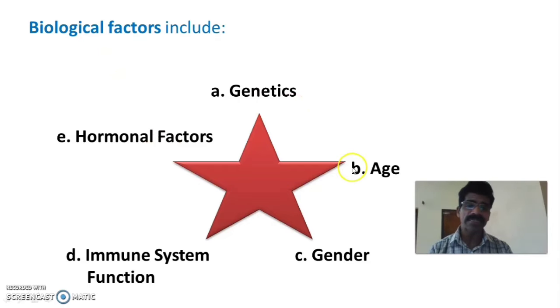They are genetics or genetical factor, age-related factor, gender or sex-related factor, immune system functions, our immunity or resistance power of the person and its normal function, and hormones. Hormonal influence, that is hormonal factors. Let us discuss the sub-factors that come under biological factors.